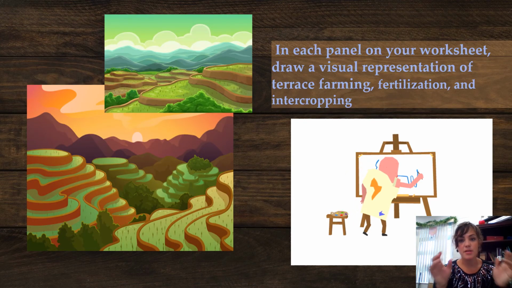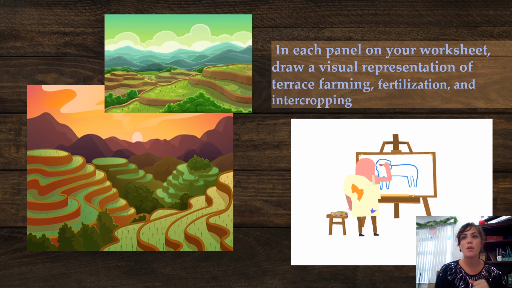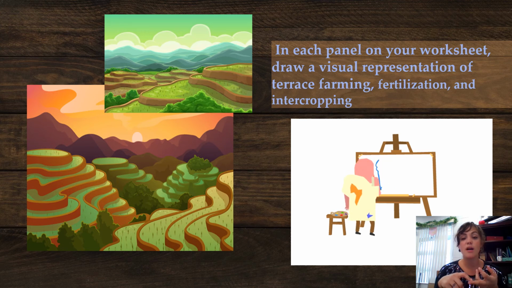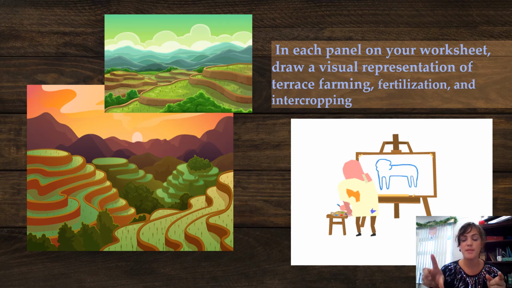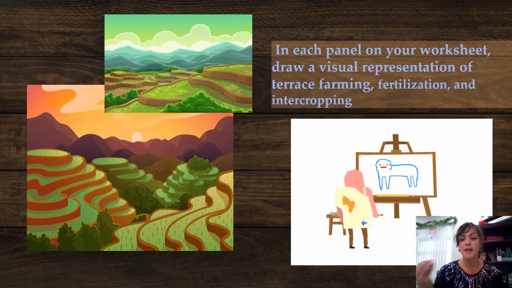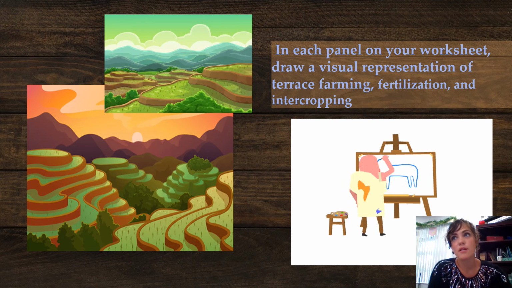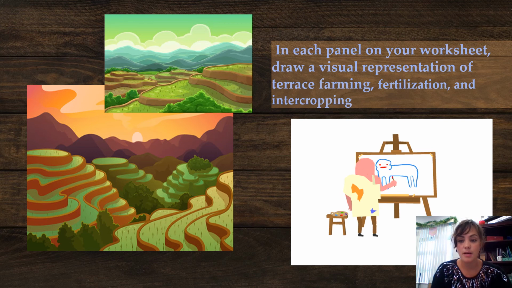All right, that's pretty much it. So you should be done with your Cornell notes. And then now you are just going to do the second page. It has 3 panels. One is titled Terrace Farming, one is titled Fertilization, and one is titled Intercropping. And in each one, you're going to draw a visual representation of that. So not all of us are artists. That's okay. Stick figures are fine. Basic drawings are fine. I love color, but you don't need to put color on it.